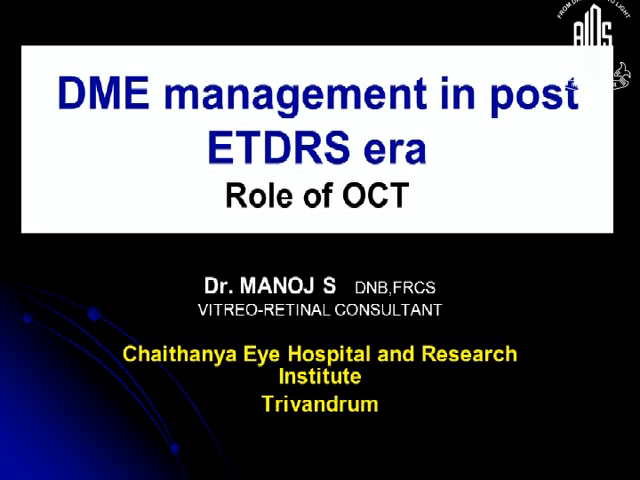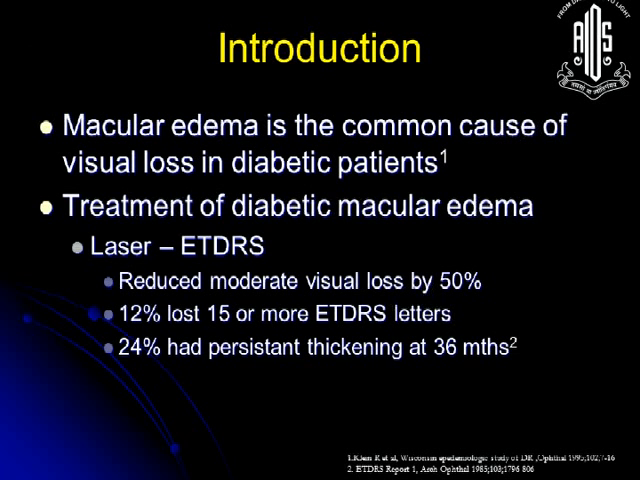My talk is titled DME Management in the Post-ETDRS Era, the Role of OCT. We all know that macular edema is a common cause of vision loss in diabetic patients, and the ETDRS study has established that laser is an effective way to treat diabetic macular edema, in that it reduces moderate vision loss by 50%. But we also know that a significant percentage of patients continue to lose vision or had persistent thickening at 36 months of follow-up in that study. Therefore we understood that laser is just not enough to treat these patients.